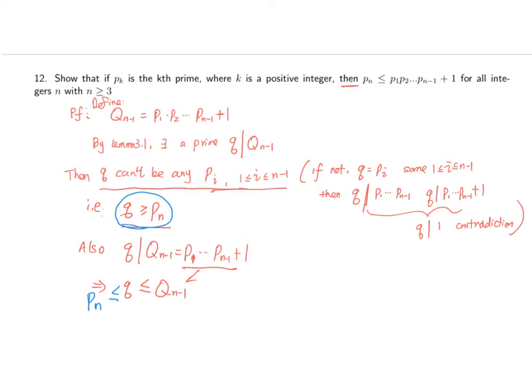Therefore, isn't that what we want to prove? So that's exactly what we want to prove: pn is less than or equal to this guy. So we finished this proof.